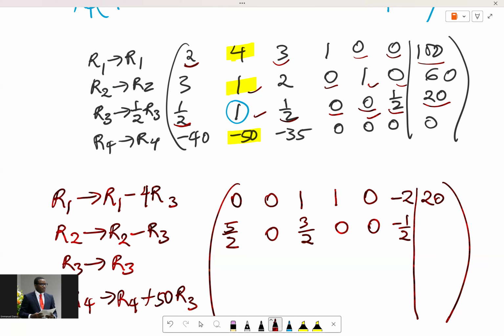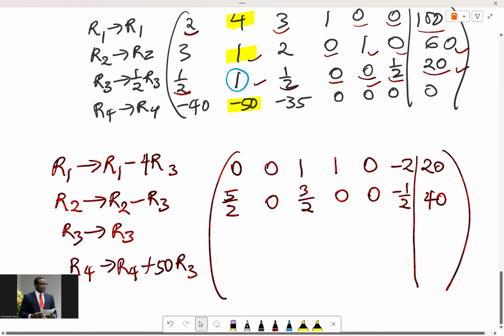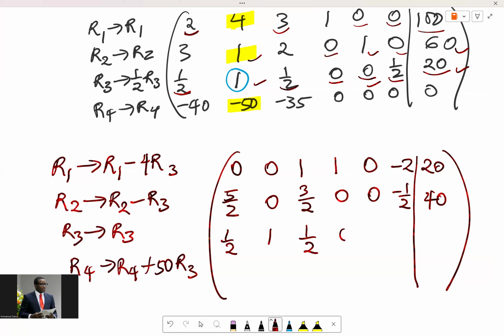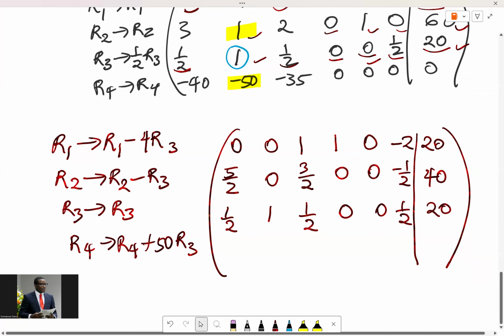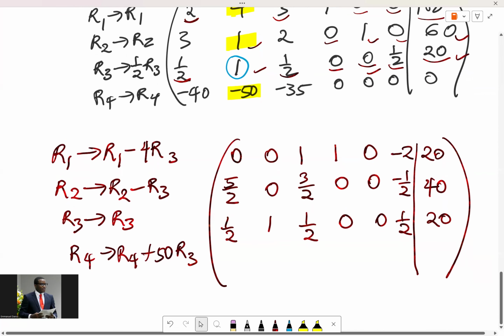R2 minus R3. Yeah, that's minus half. Then again, R2 minus R3. So 60 minus 20, that would be 40. Then we go to R3. R3 remains what it is. So we have 1 over 2, 1, 1 over 2, 0, 0, half, 20. Nothing has changed.